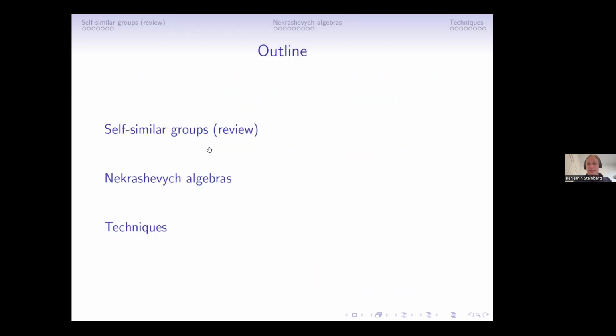Okay, so that's my outline of my talk. I'll start off by reminding you what self-similar groups are, or maybe tell you for the first time. Then I'll talk about what Nekrashevych algebras are, and then if time permits, which hopefully it won't, but if it does, I'll say something about techniques.